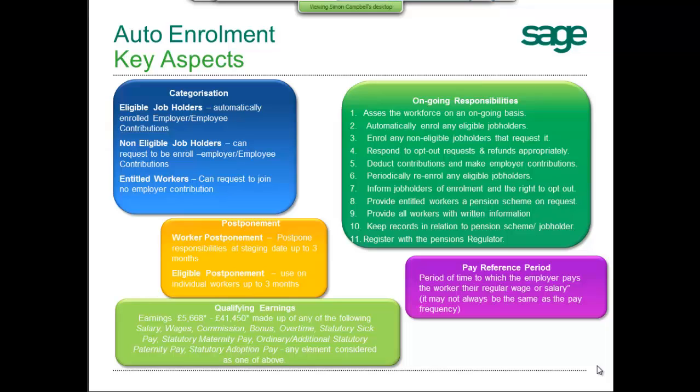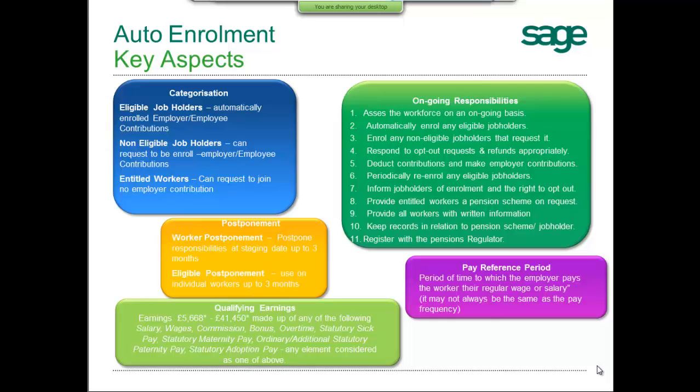Postponement you'll hear quite a bit about. Firstly, work postponement. We're seeing a tremendous number of employers using that to postpone their staging date, so when they have to start complying with the legislation, for 3 months, in order to give them the most amount of time to prepare and get their systems in place. If they are applying postponement, an employee could still come to them and say, I want to be assessed and enrolled into a pension scheme, but by and large we're not seeing that happening.